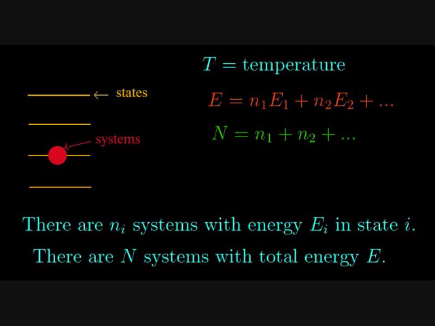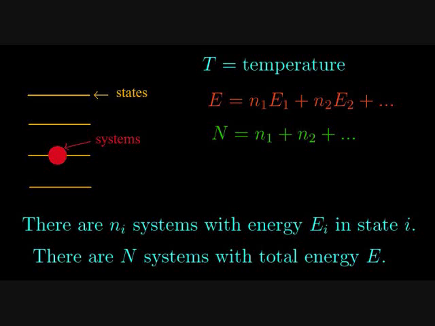Imagine that you have n copies of the system that can exchange energy with each other. This is called a canonical ensemble. Even though the systems can exchange energy with each other, the total energy of all the systems is held constant at capital E. In addition, the number of systems is held constant.